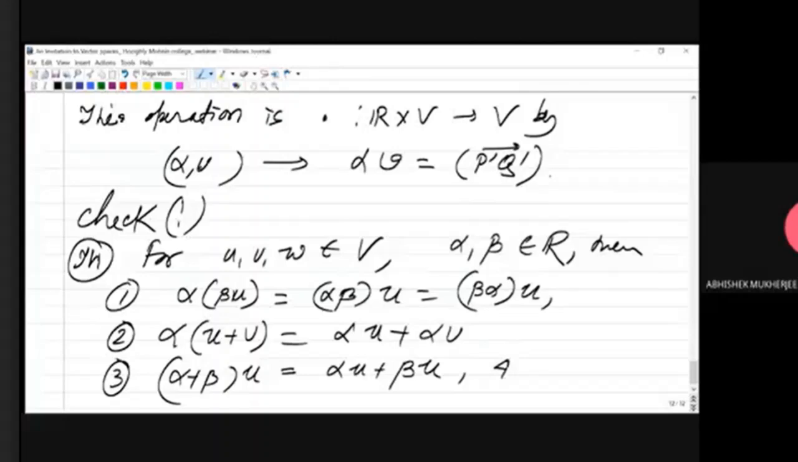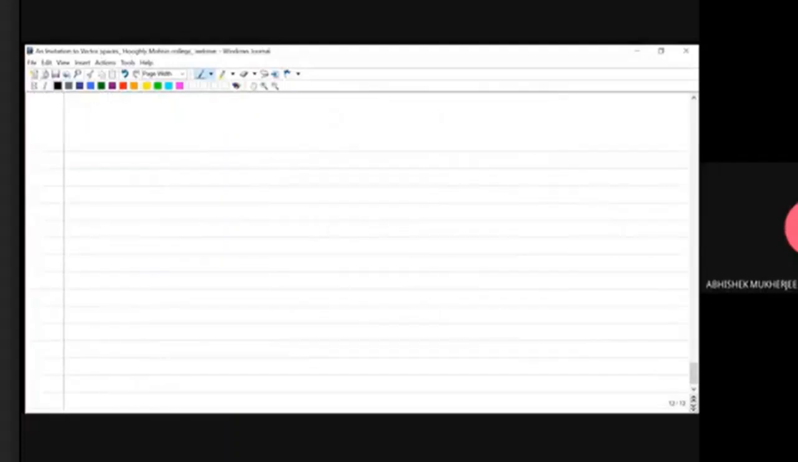And number 4 will be, since R has unity, so unity will act as the identity, right? So 1 dot u goes to u. And this proves that, so this theorem will be left as an exercise because of scarcity of time. So I'm not going to prove this.